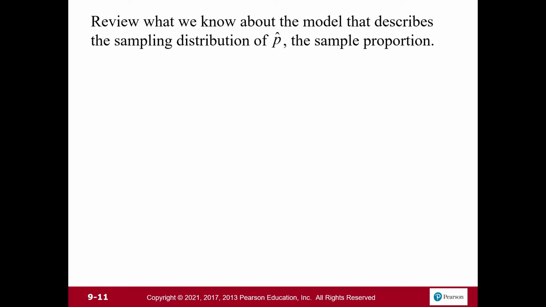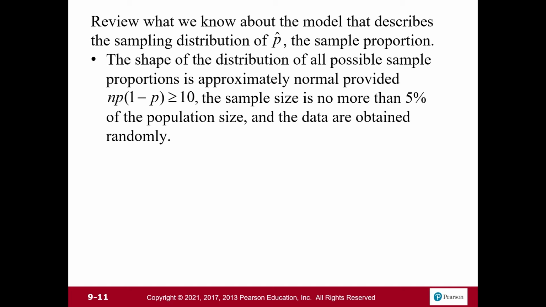Alright, so first you must review what we know about the model that describes the sampling distribution of p hat, the sample proportion. The shape of the distribution of all possible sample proportions is approximately normal, provided that n times p times (1 minus p) is greater than or equal to 10, the sample size is no more than 5% of the population size, and the data are obtained randomly.